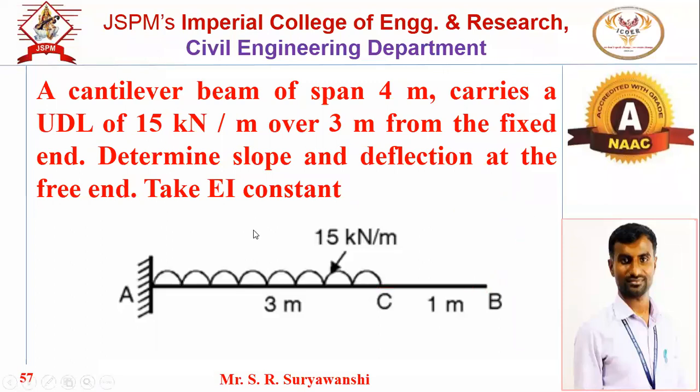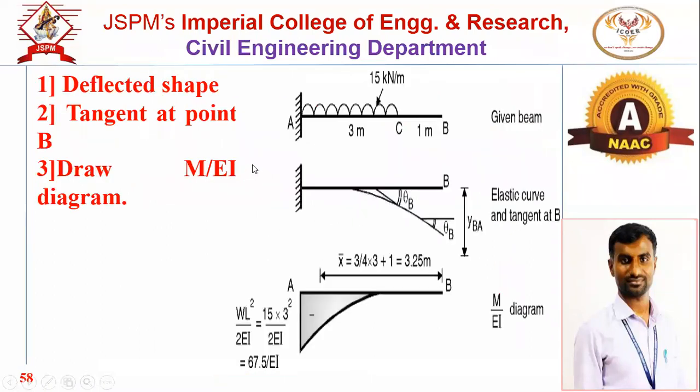Now step number one, draw the deflected shape, and drawing the tangent are going to remain the same. For a conventional paper, these first two steps are important. But for your online examination, MCQ type, you directly start with drawing the M by EI diagram. This is the deflected shape of a cantilever beam. This elastic curve, or deflected shape, is constant for this cantilever beam.